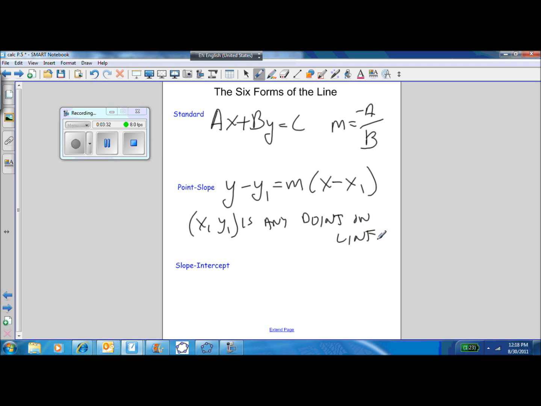We talked about m before being slope. Slope intercept, y equals mx plus b. Very handy form because it only has two constants in it. Slope, as we talked about before, and b is the y-intercept, where you cross the y-axis.